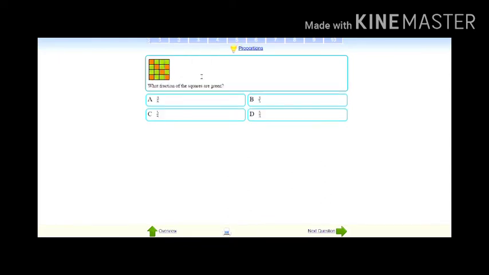So for greens, it's 10. Then total is 16. So 10 over 16. We have to simplify it. Very nice. 5 over 8. Yes, 5 over 8. Very nice. That's right. Very good.